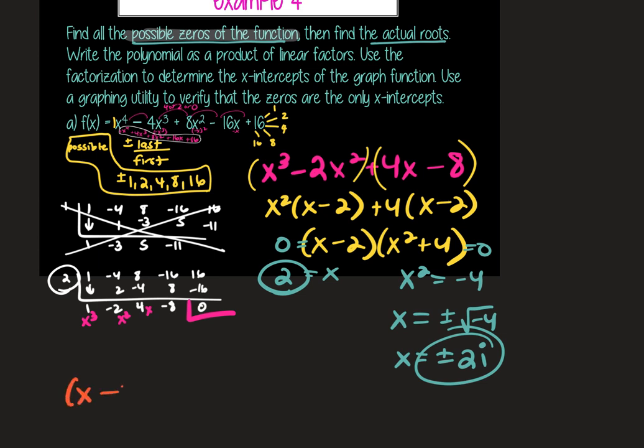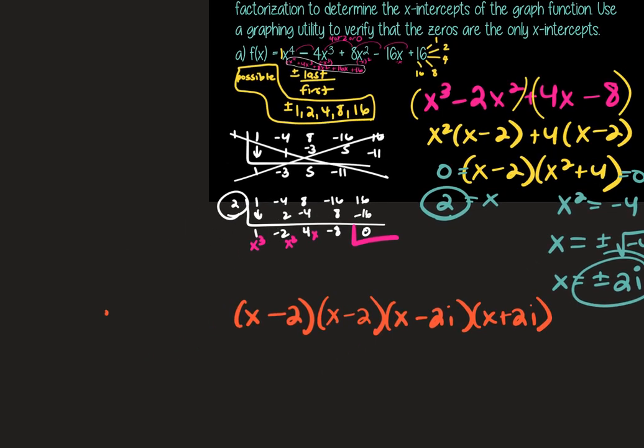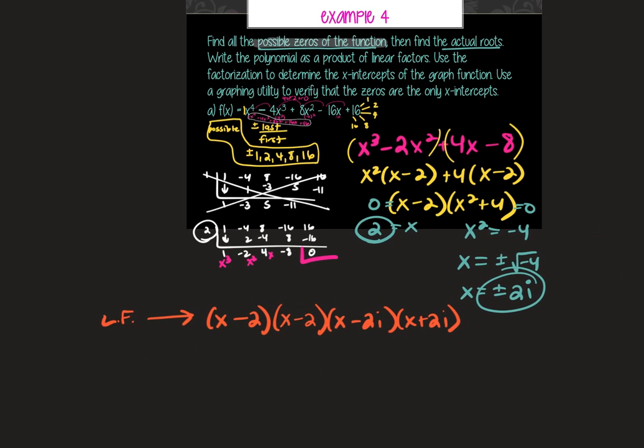So I have x minus 2. I have x minus 2 again because 2 happened twice. X minus 2i and x plus 2i. This is your linear factors. Then it said, use the factorization to determine the x-intercepts of the graph of this function. What do you think are going to be the x-intercepts of this function? The real ones, which in this case is just 2.